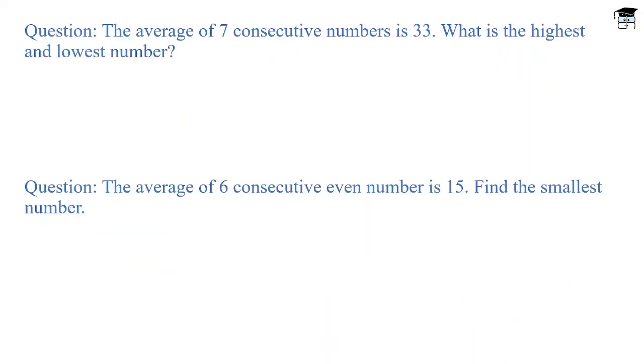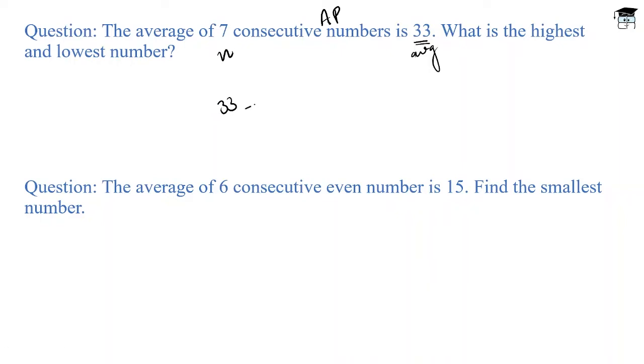So let's solve some questions now. The question is: the average of 7 consecutive numbers is 33. What is the highest and lowest number? Now we are given n and the average. We have to calculate the highest and lowest number. Consecutive numbers means the numbers are in AP. So the average is the middle term, that is 33. The n is 7.